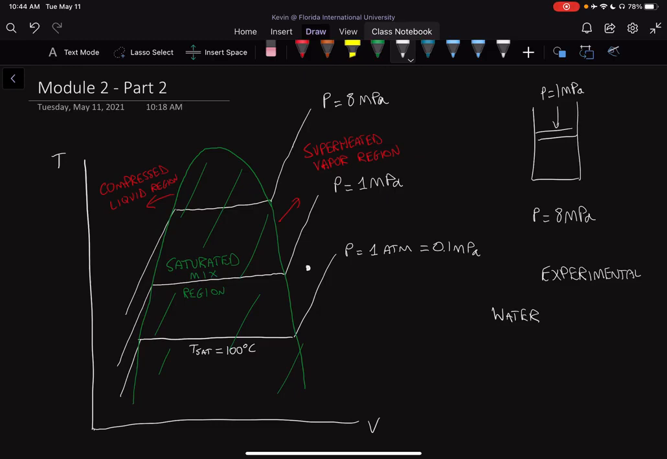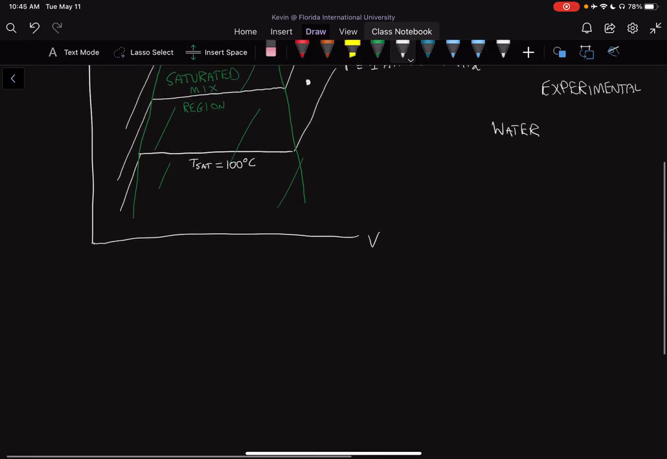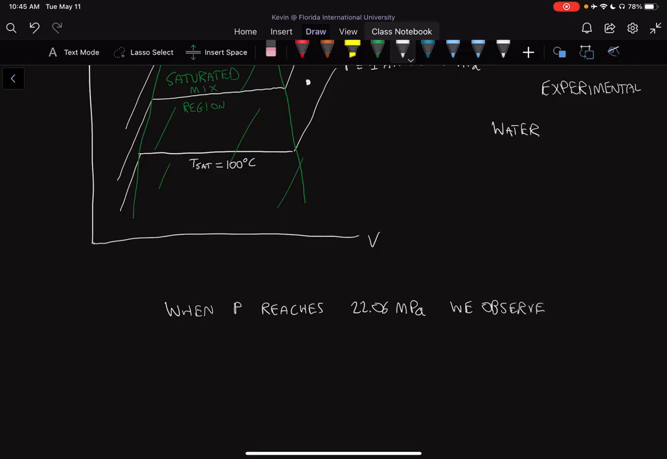Okay? Now, when pressure reaches 22.06 megapascals, I'll write it down, we observe that there is no constant temperature vaporization process.